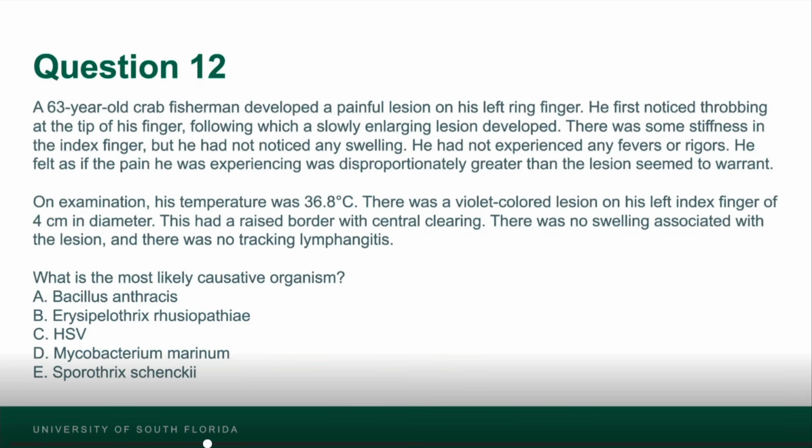On examination, his temperature was 36.8. There was a violet colored lesion on his left index finger of 4 centimeters in diameter. The lesion had a raised border with central clearing. There was no swelling associated with the lesion, and there was no tracking lymphangitis.